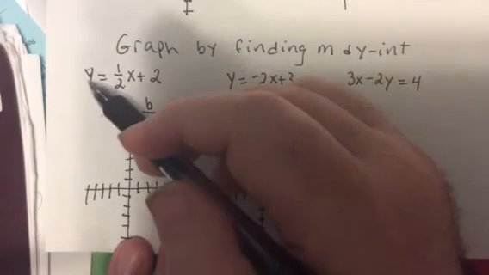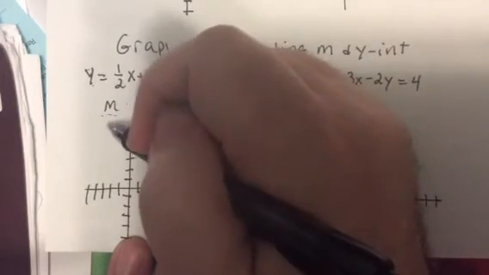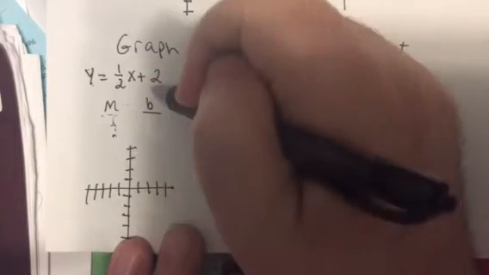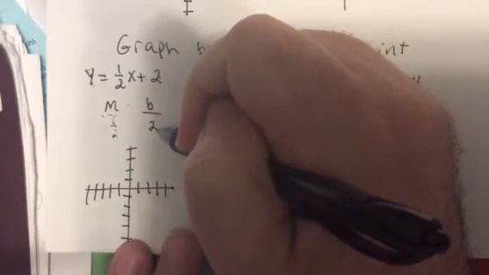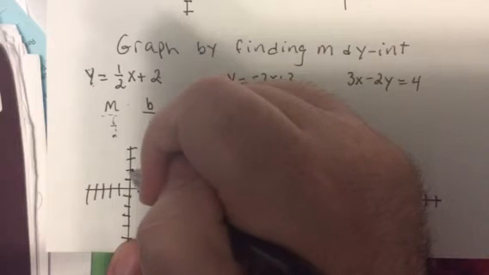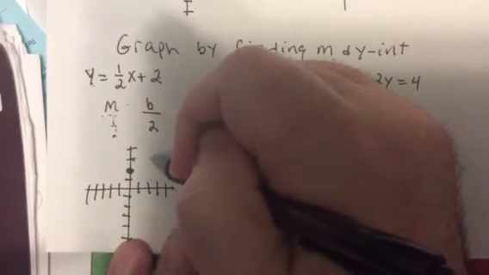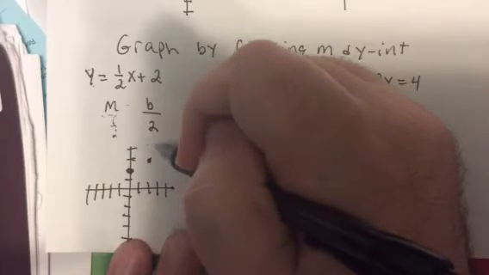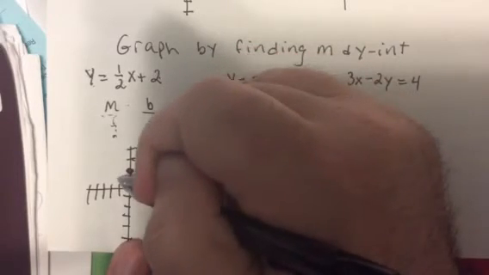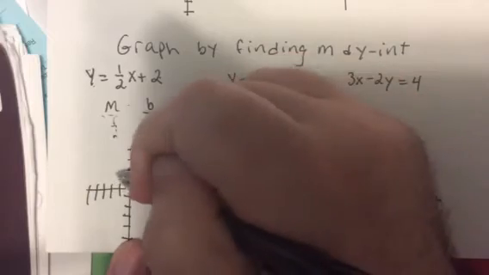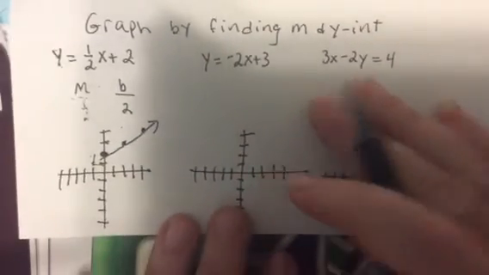Well, if it's solved for y, then the slope is 1/2, the number times x. The y-intercept is 2. So put a dot at 2, our starting point, and then the slope 1/2 would be up 1 over 2. Up 1 over 2. There we go. Let's look at this. It's already solved for y.